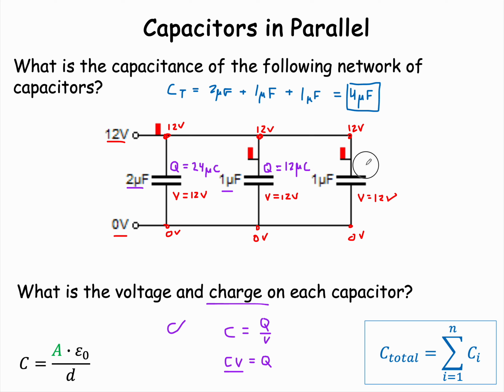And you can probably by logic figure this one out as well. This one's also 1, and so doing C times V, also 12 microcoulombs. Just as a side note, not that you need to see it right away, you could have also figured out this a little bit by basing on this. This whole capacitor network is equivalent to 4 microfarads.